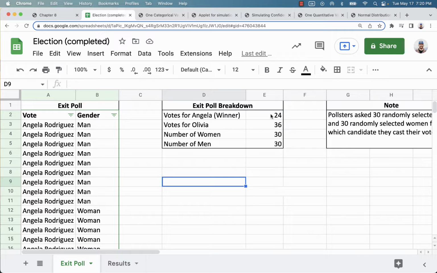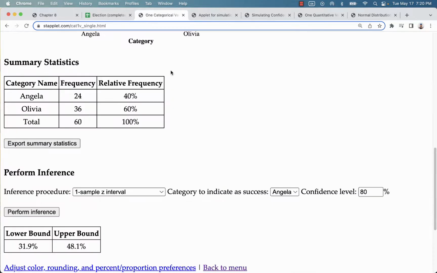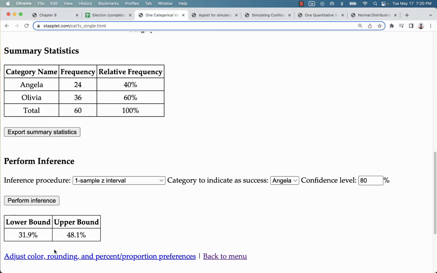Here we have 24 votes in an exit poll for the winner, Angela, and 36 for the loser of the election, Olivia, with a total of 60 votes. We can see a confidence interval here, and we're going to take a look at a couple situations. In the first situation, I'm looking at 80% confidence, which has a pretty narrow confidence interval with a margin of error of 8.1 up and down from that 40%. And so we have 40% plus or minus 8.1%.